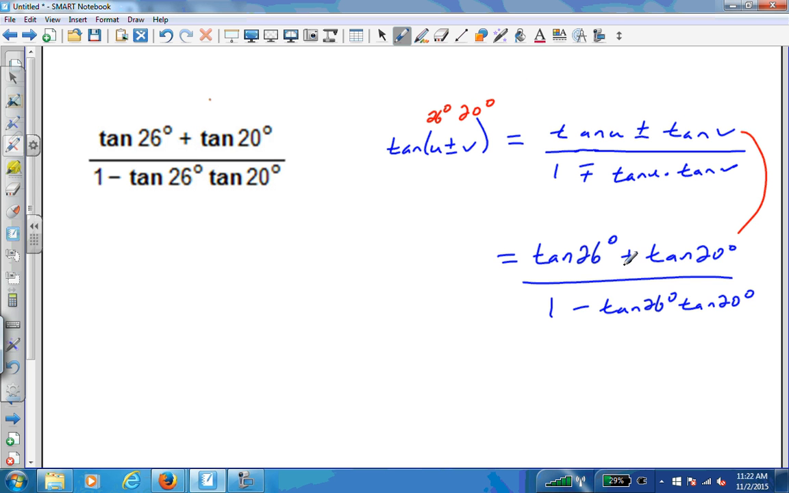Let's see, they're using a plus here, so that means use the top sign here. They're using a minus here, so that's the top sign here. So if we use the top signs on the right, we have to use the top signs on the left. So that means that's equivalent to tangent of 26 degrees plus 20 degrees. So that's equivalent to tangent 46 degrees.